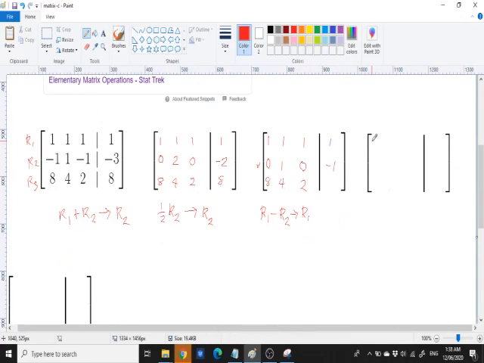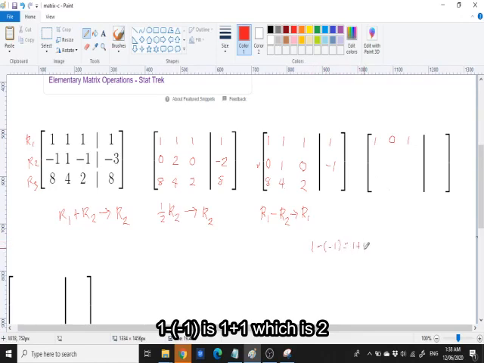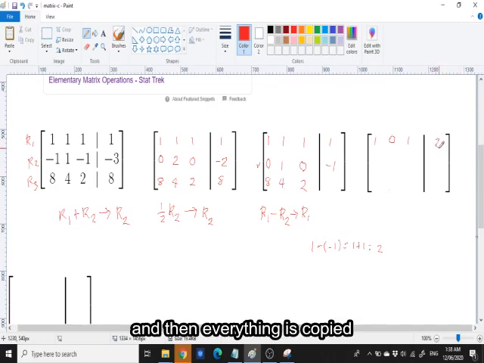Okay, so 1 minus 0, 1. 1 minus 1 is 0, and then 1 minus 0, 1. 1 minus negative 1 is 1 plus 1, which is 2. Okay, so 2. Then everything else is copied.